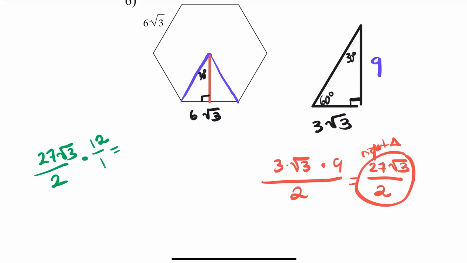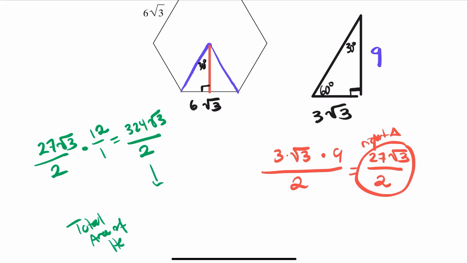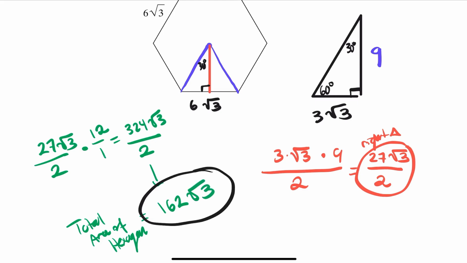And so 27 times 12 gives us 324, keeping that root 3 all over 2. And then these divide nicely. So our final total area of the hexagon, that regular polygon there, is going to be 162 root 3, leaving it in radical form. All right, and that's it.